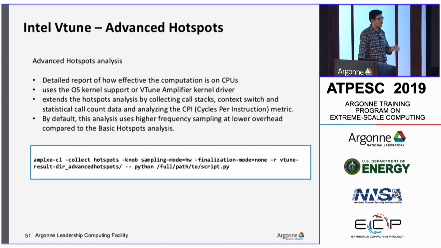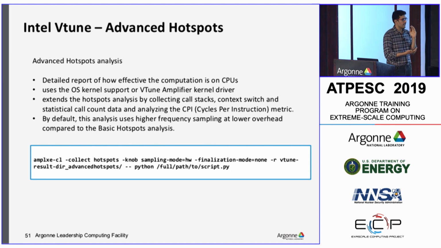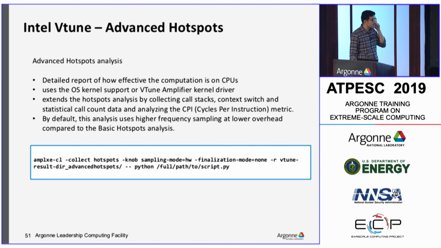In trying to optimize it, if you want to minimize the time spent to profile the data, you could use a lower frequency sampling. With advanced hotspots, if you're using the sampling mode as hardware, by default you are telling the kernel that you want to sample at a lower frequency. So you're trying to minimize the overhead in profiling.